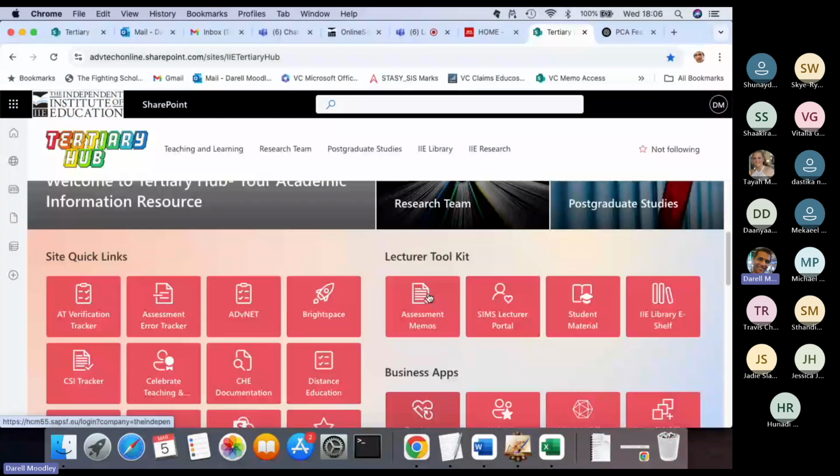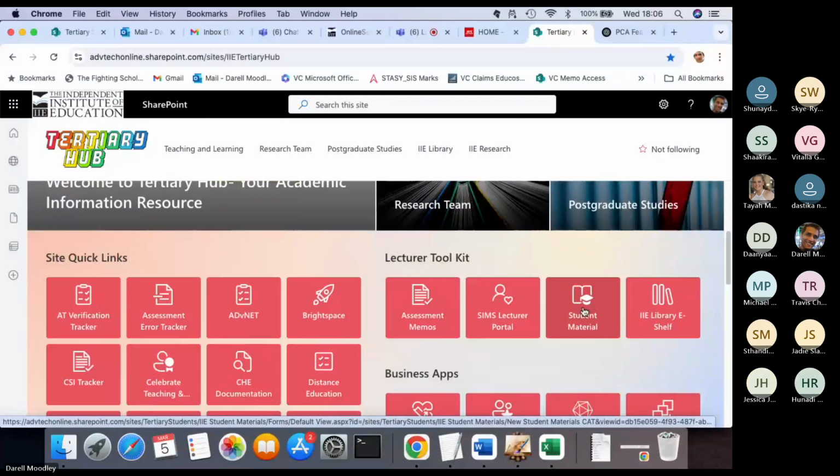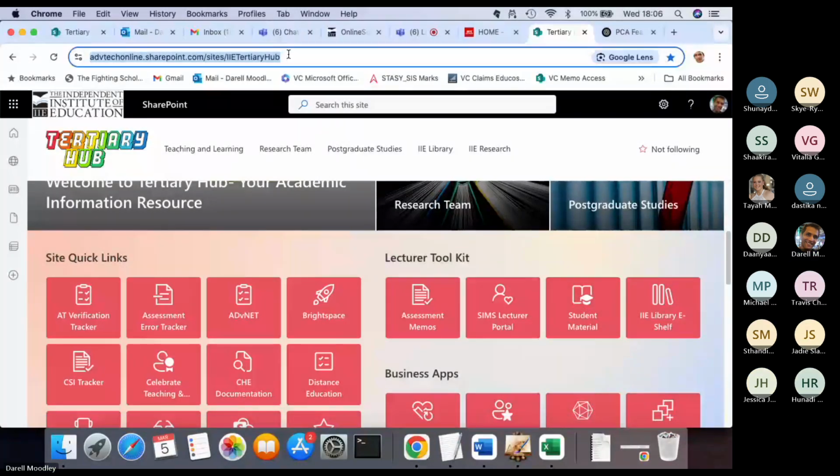On the tertiary hub website, you will see a link here saying student material. This is where you click, and you click here, and then you search for it. Okay, does it make sense? Does it answer your question? Tertiary hub. I'll put this link in the chat.